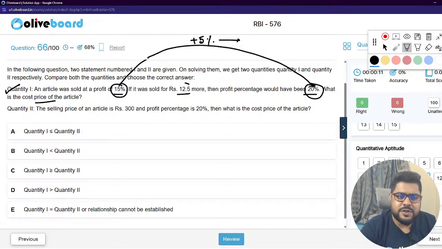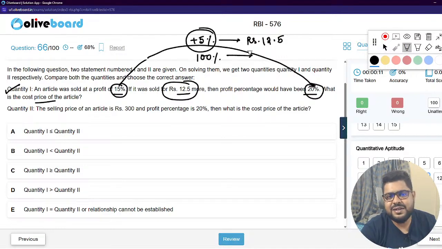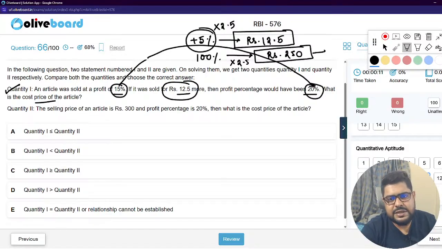It is in terms of money, this is rupees 12.5. Now this is 5% of what? 5% of CP. So CP is 100%. So 5 is this, meaning sir 5 into 2.5, so you also multiply with 2.5. So the CP is rupees 250, sir. This is your Q1.